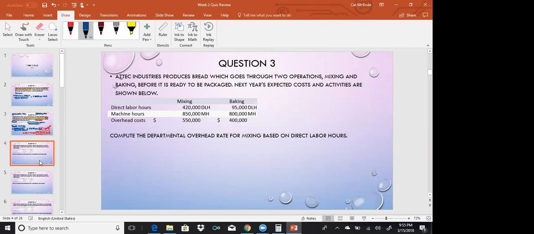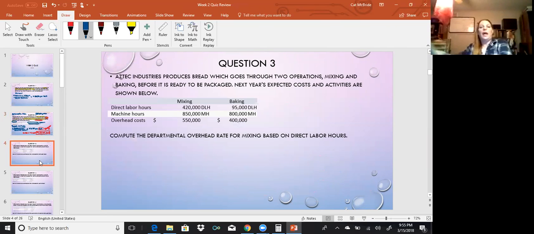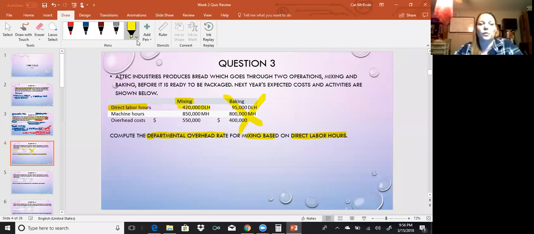All right, so now, this one's easy. Now what we want to do is compute the departmental overhead rate for the mixing department, based on direct labor hours. Do we have to do anything with the baking department? No, this doesn't matter right now. And do machine hours matter? No, machine hours don't matter either. This is all that matters.